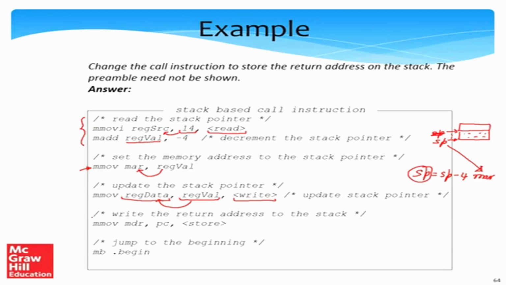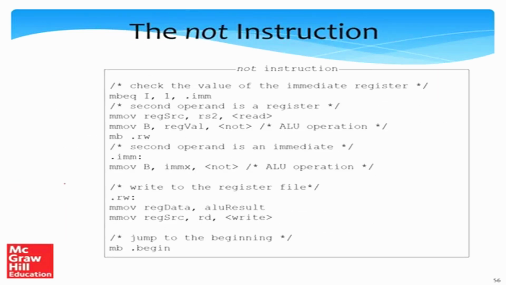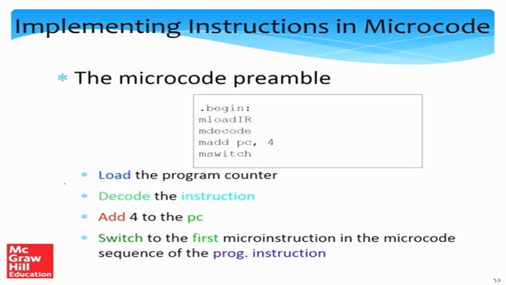Once that is done, we need to write the return address to the new location on the stack that we have just created, and the return address will be in the PC register. The reason is that, if you recall, the third or fourth instruction in the preamble was that we are incrementing the PC by 4, so PC is equal to PC plus 4. We already had this part in the preamble. Let me quickly go back to the preamble and show you. Yes, this is where we had madd PC 4.